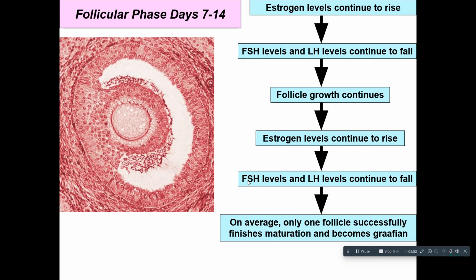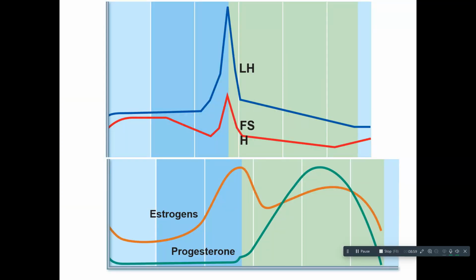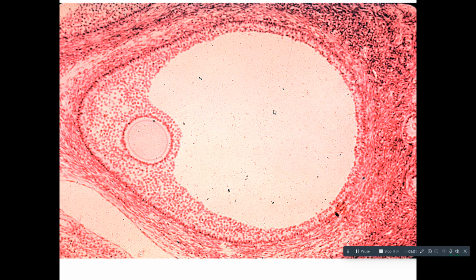And eventually, we're going to end up with just one mature follicle. Let's take a look at it. One mature Graafian follicle at the end of this follicular phase. So by day 14, we've got one mature Graafian follicle, which is going to start to bulge from the wall of the ovary.